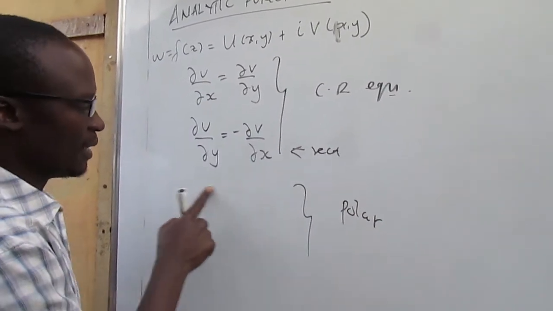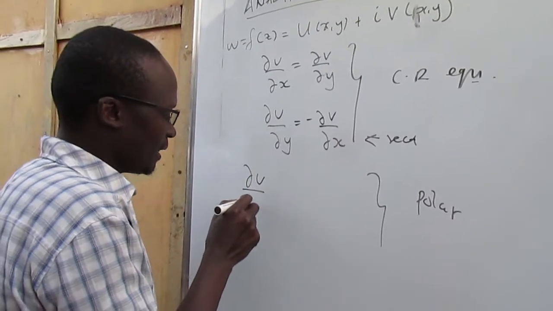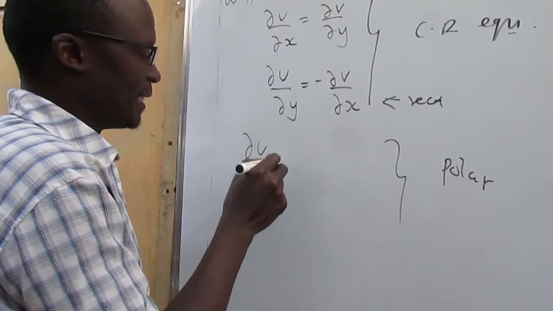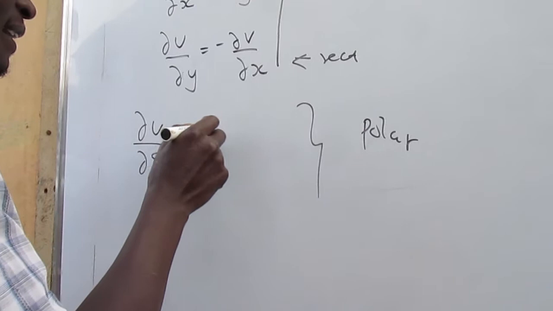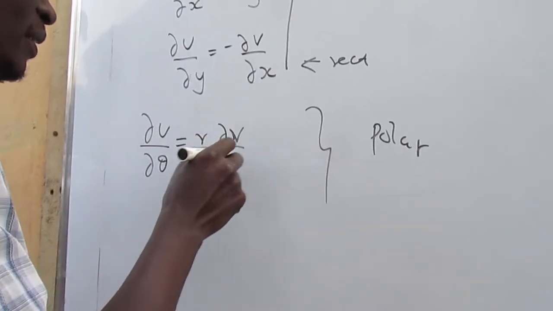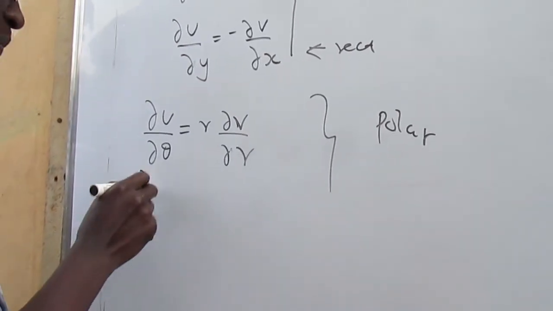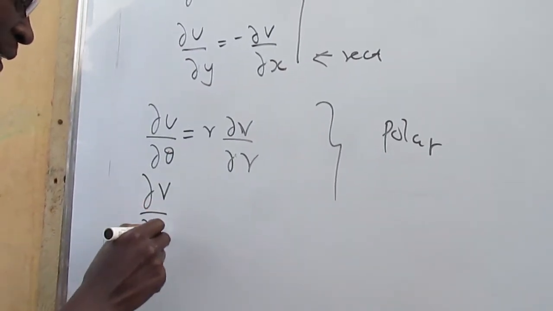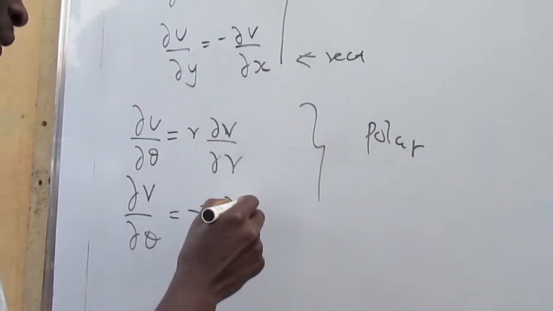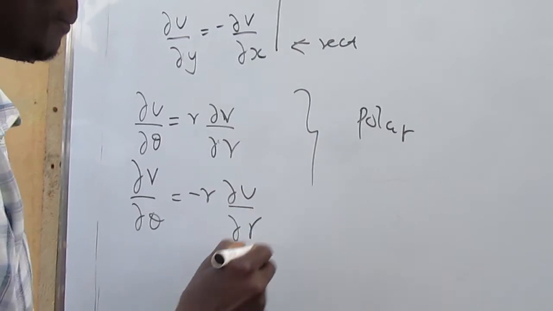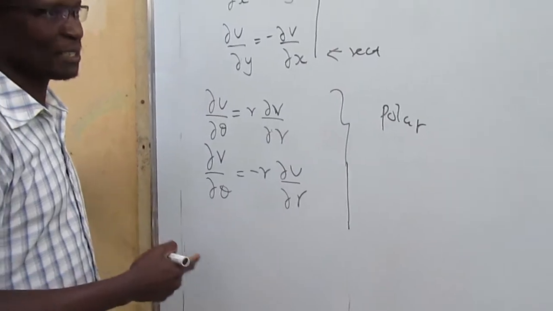And the polar form looks something like this. The partial of u with respect to theta is equal to r times the partial of v with respect to r, and then the partial of v with respect to theta is equal to negative r times the partial of u with respect to r. And I believe that you saw how this came about. You can open the textbook and see the derivation.